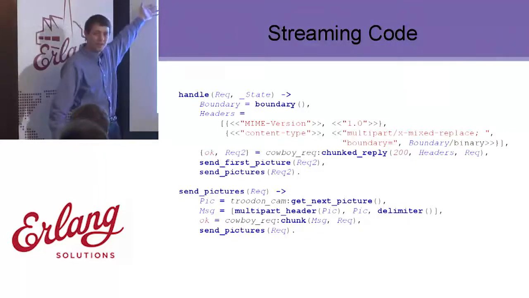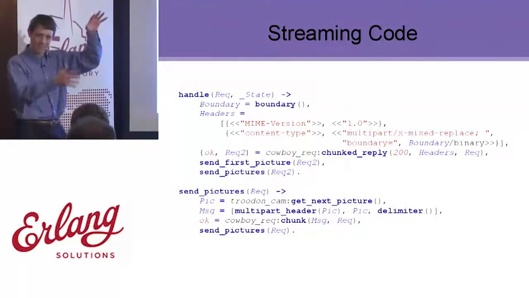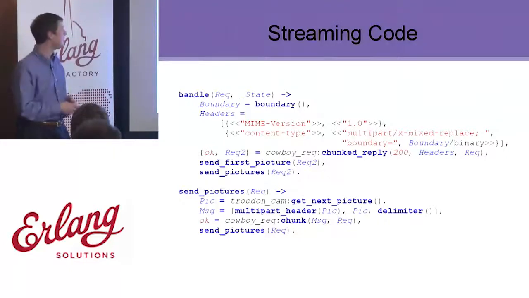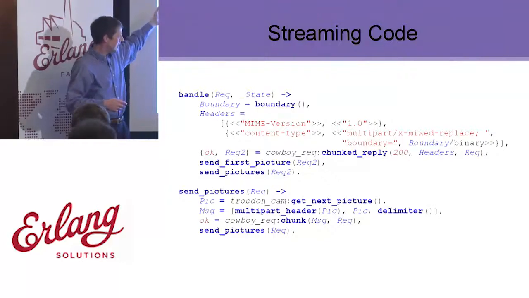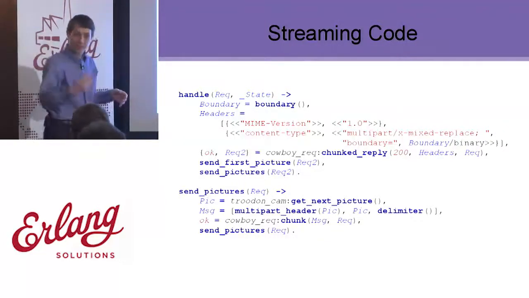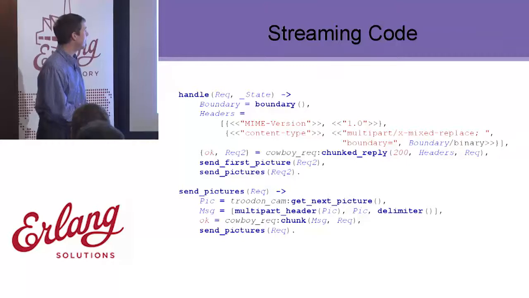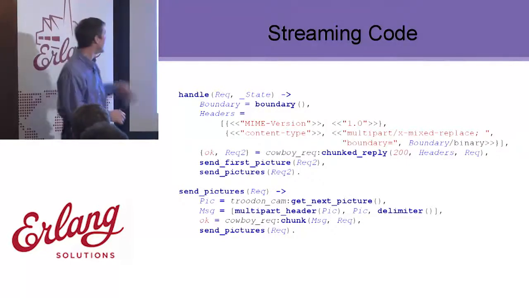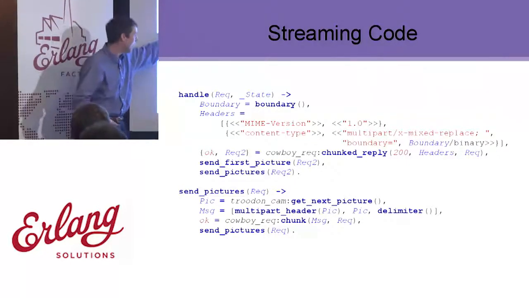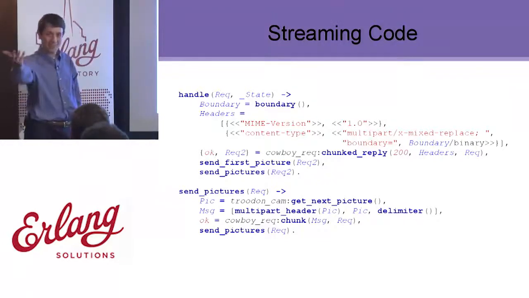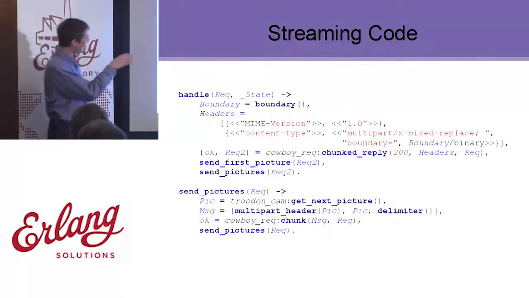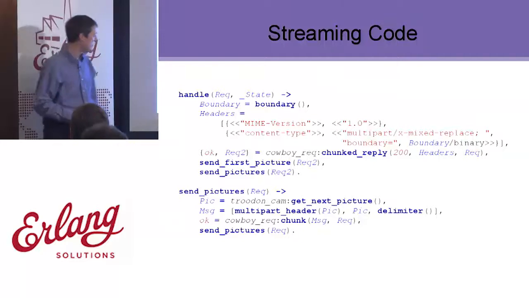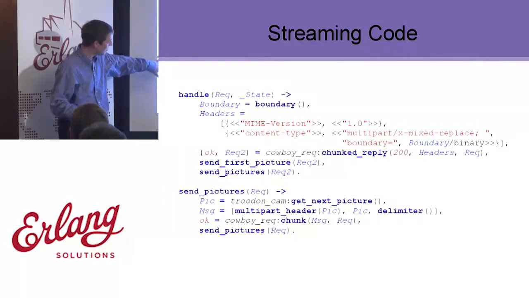So Cowboy calls the handle when this request comes in. I didn't show a lot of the Cowboy stuff going on, but from the previous slide, the first thing that gets sent is the header, the multi-part header, and you can kind of see it being built up. Cowboy gets called back to say that there's going to be a part reply. There's something special I have to do for the first picture, which was kind of sad. It's essentially the same as the subsequent pictures. So I just showed this.